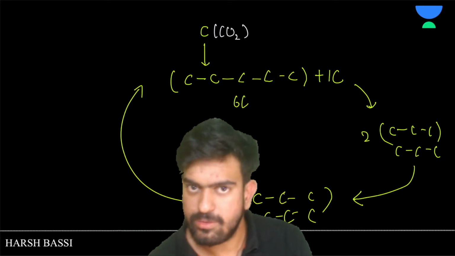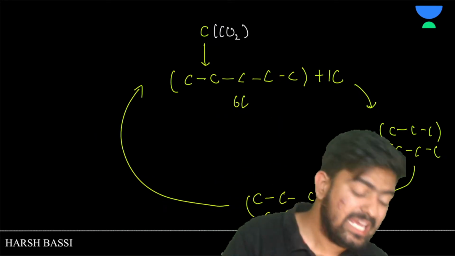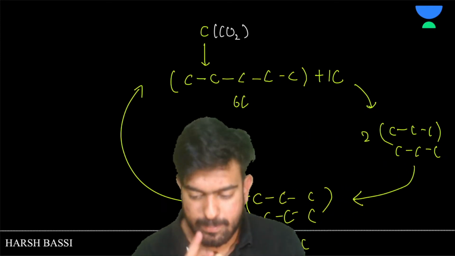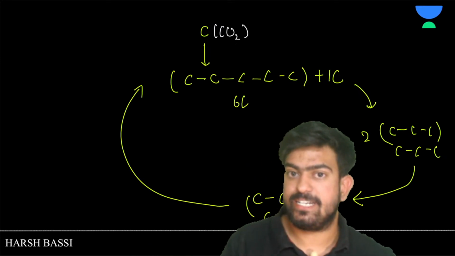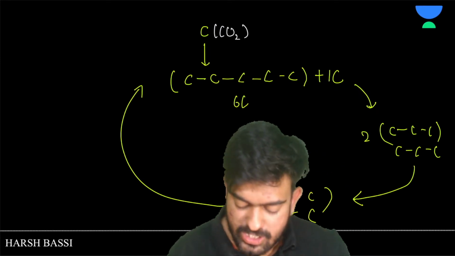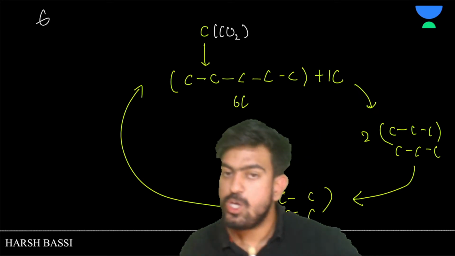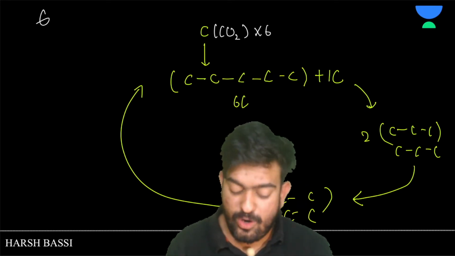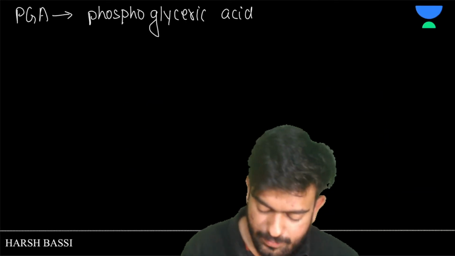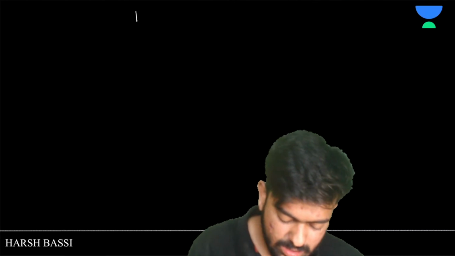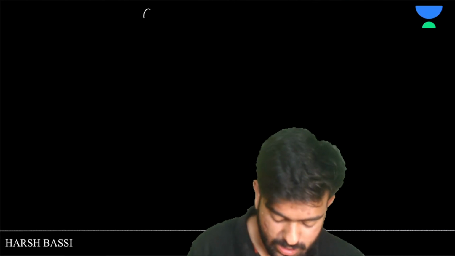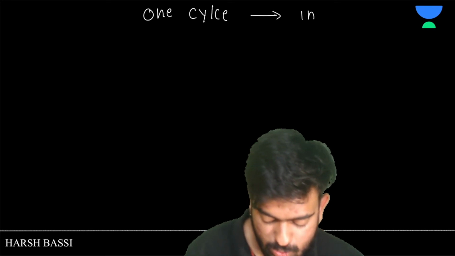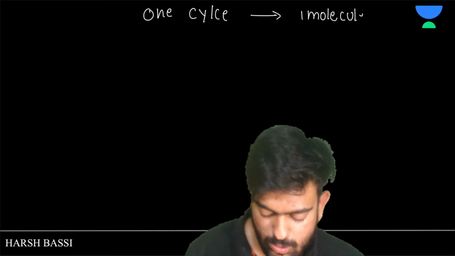The carbon thing is also clear. Now let's come to the energy thing. But before that, how many cycles are needed? We need 6 cycles. So, can we multiply this with 6? In 1 cycle, what are we producing? In 1 cycle, we have 1 molecule of glucose. Yes or no?